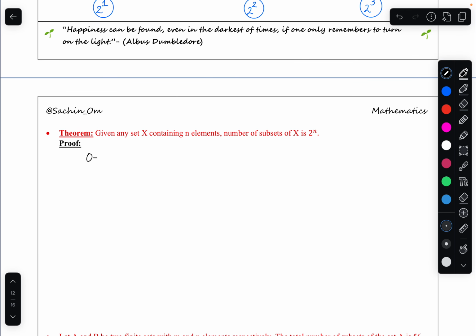I'll first write the 0 element subsets here, those subsets which are going to have 0 elements in them. So 0 element subsets, there is only one, and that is phi for us. So there is only one set which has 0 elements in it. And then I'm going to borrow some ideas from permutations and combinations also. So I have n elements in the set, of which I'm choosing 0 at a time right now, which we can do in nC0 number of ways.